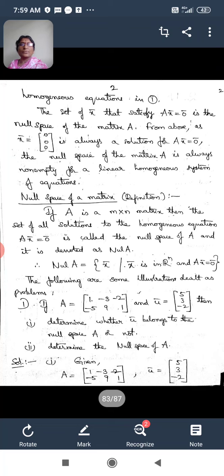So let us move on to the solution now. To solve the first part, let us consider whatever is given in the problem.